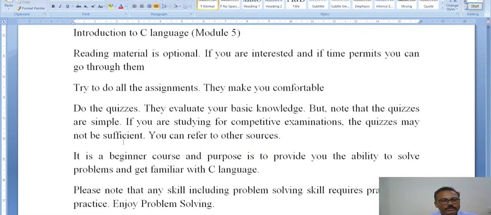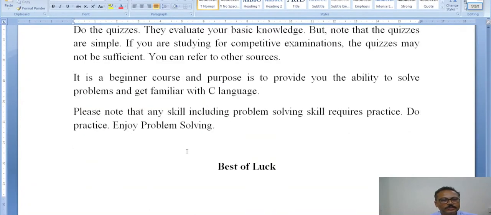If you show interest, I will allow you to do the quizzes using Google Forms. I will provide all these things. So learn problem solving, definitely. This is the main thing. Learn solving problems. So enjoy problem solving and best of luck.